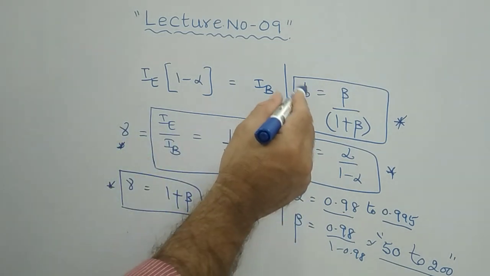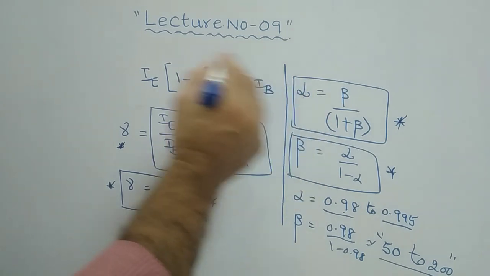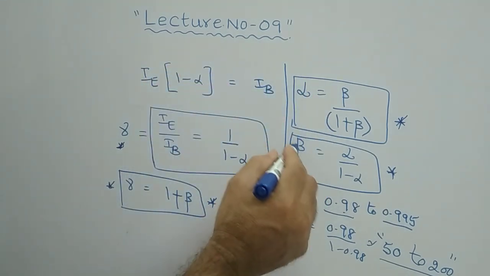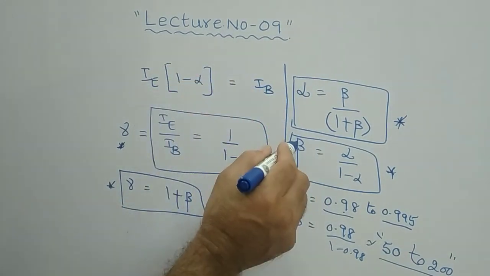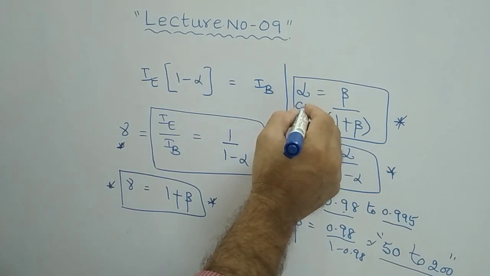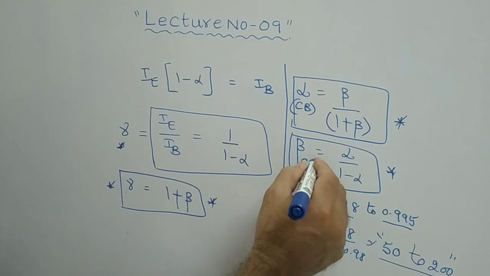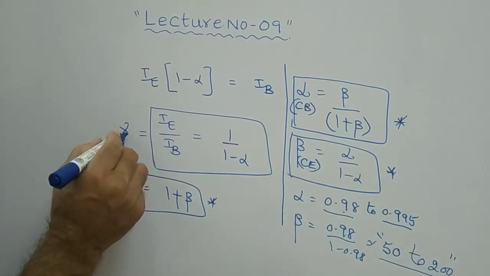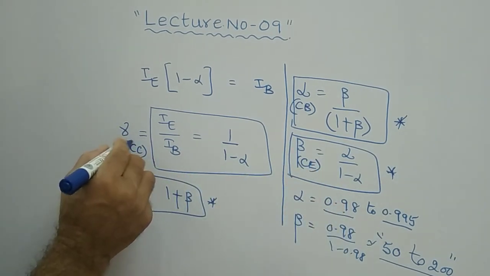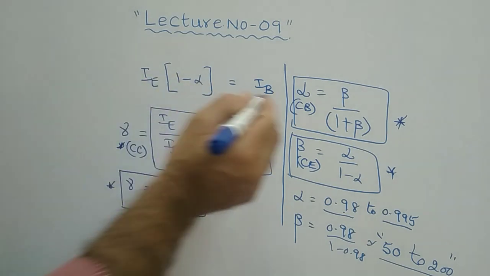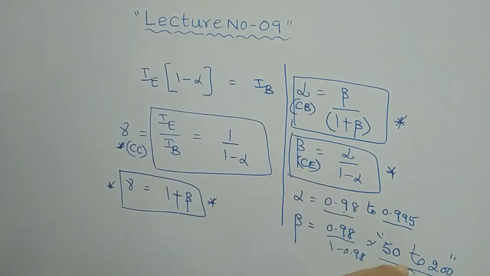Whereas the alpha value, what is alpha? Current gain in common base configuration. Beta is the current gain in common emitter configuration. You can see this is the CB configuration, current gain in CB. This is current gain in CE. What is gamma? It is the current gain in CC configuration, right? So it is beta, 50 to 200.